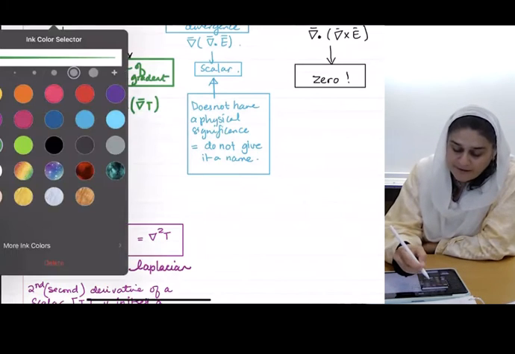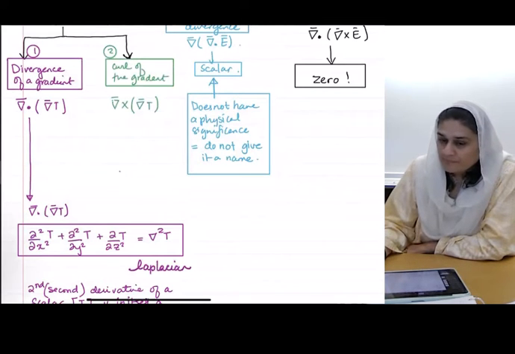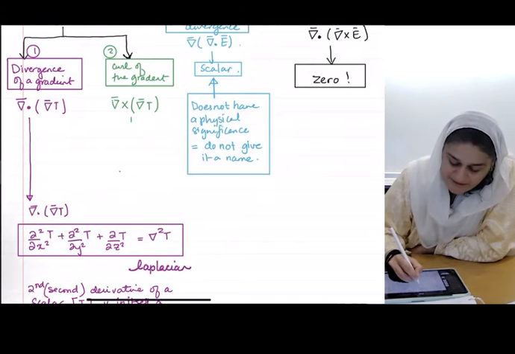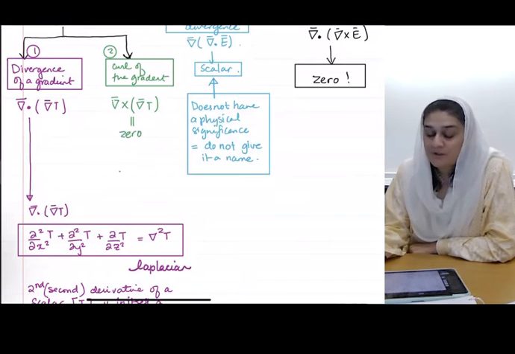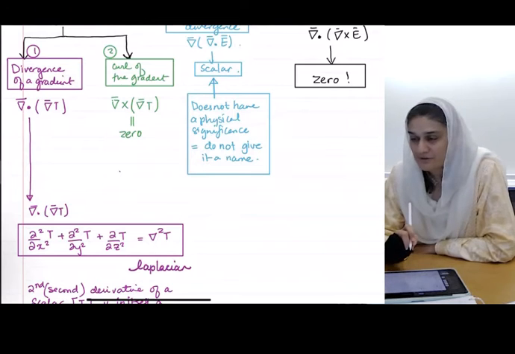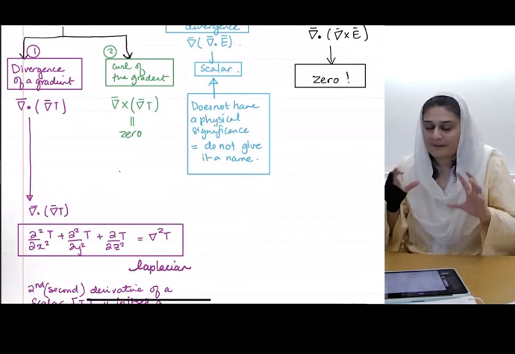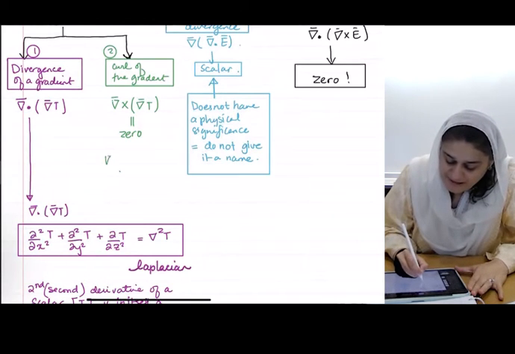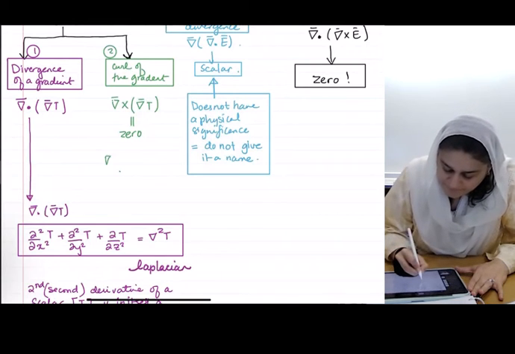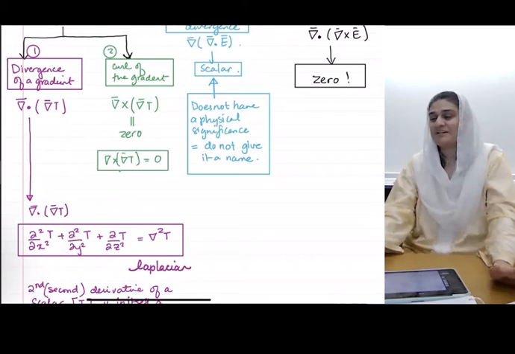The curl of a gradient. Griffith says this always equals 0. So the curl of the gradient is always 0. And I think he proves it too, which we are not going to get into. But if you look it up, I think he does prove it. So you can say the curl of a gradient equals 0. And we're going to stop discussing that now.